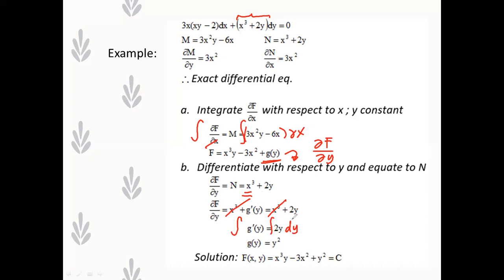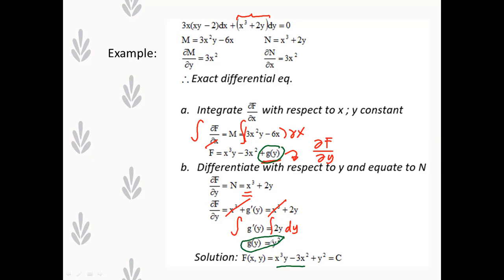So g of y is 2y squared over 2, or that would be y squared. Meaning, this g of y that you see in the first procedure is now y squared. This is your y squared, and this is your y squared here. And you copy: x cubed minus 3x squared.